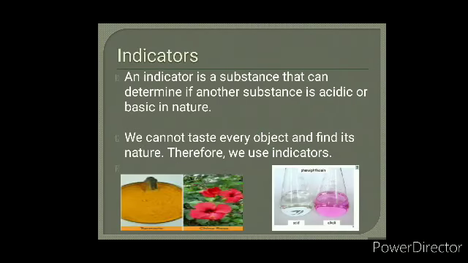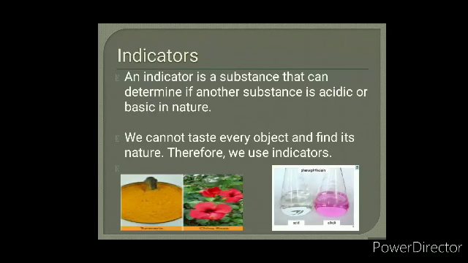Next important term, that is indicators. As its name suggests, it will indicate. So what will it indicate? Yes, it will indicate whether the substance is acidic or basic. It is a special type of substance which is used to test whether a substance is acidic or basic. These indicators change their color when added to a solution containing an acid or base.